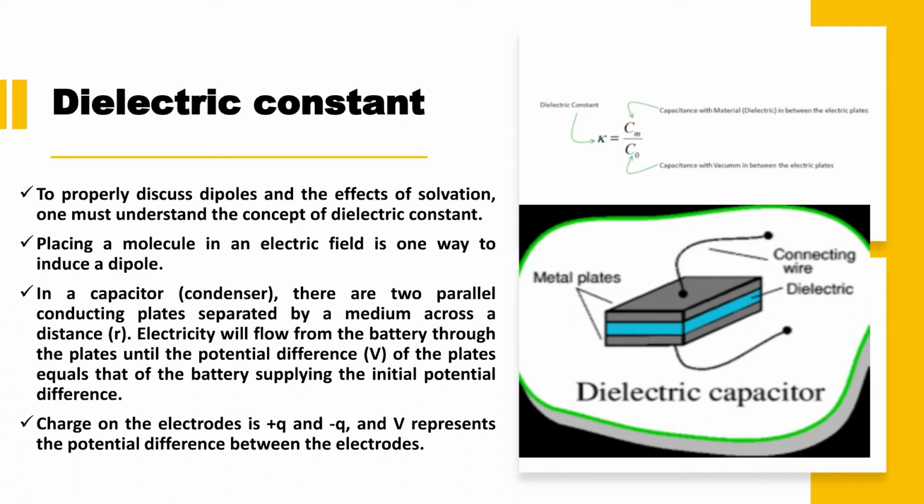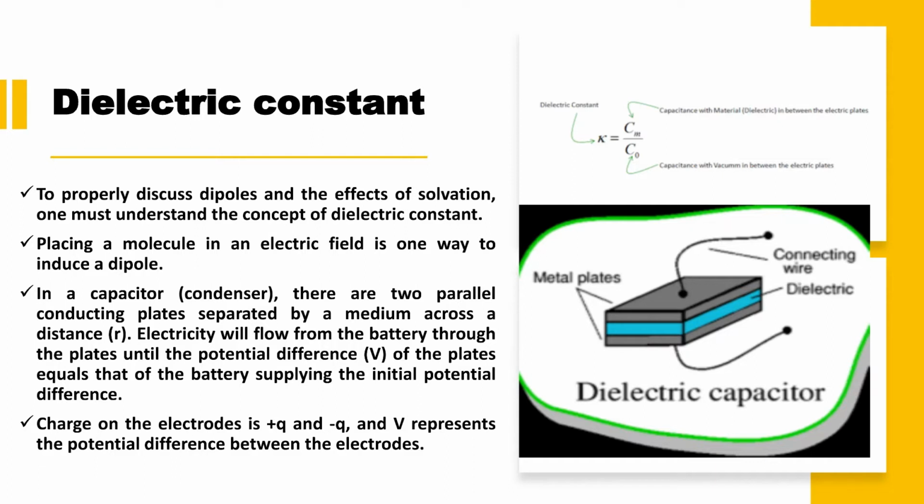Electricity will actually flow from the battery through the plates until the potential difference of the plates equals that of the battery supplying the initial potential difference. This is again very important. When we place two metal plates and in between we have the media, due to the conduction by the media there would be flow of electricity, and this flow of electricity is due to the difference in the potential. This is the potential difference referred to as the V, and it happens until the battery is supplying the initial potential difference.